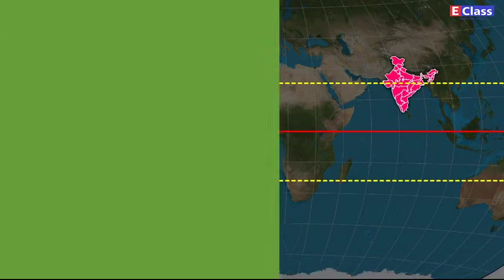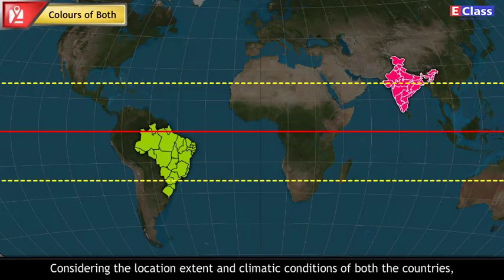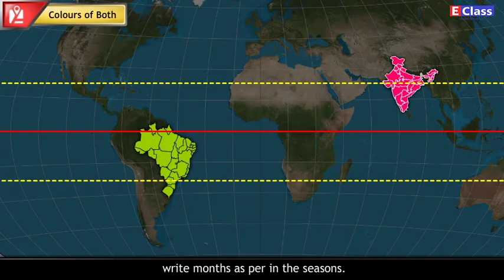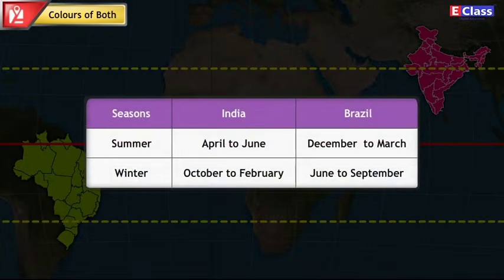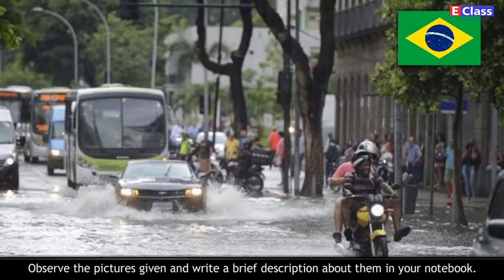Considering the location extent and climatic conditions of both the countries, write months as per the seasons. Seasons in India: in summer, April to June. In winter, October to February. Seasons in Brazil: in summer, December to March. In winter, June to September. Observe the pictures and write a brief description about them in your notebook.